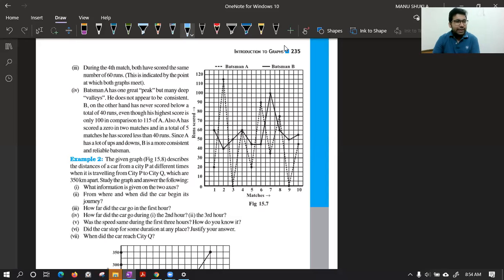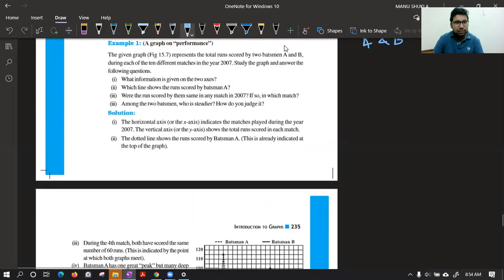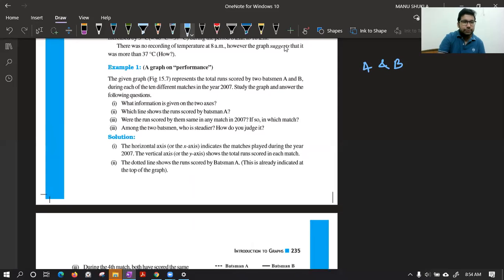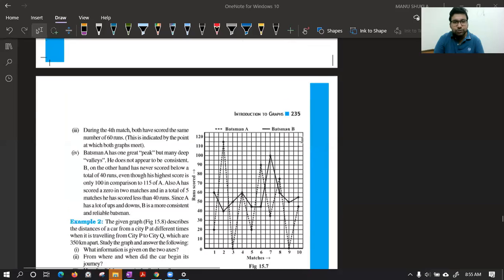Now comes the second question. The first question was, what do you get from the axis? First, from x-axis we are getting the number of matches played. From y-axis we are getting the number of runs scored. Okay, now we will see the second part. Second part is saying which line shows the runs scored by batsman A.